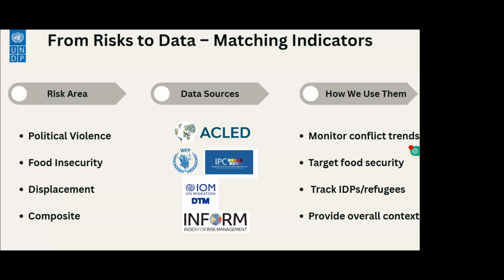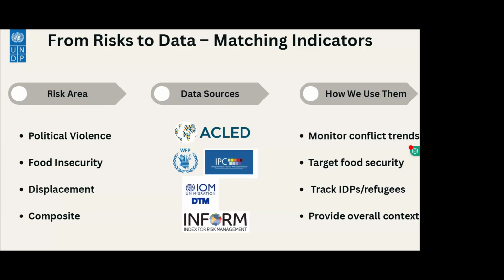Food insecurity. We could look at IPC and WFP indicators. The Integrated Food Security Phase Classification, IPC, is a standardized scale. They have phases from 1 to 5 that classify areas based on the severity of food insecurity. Phase 5 is famine. IPC analysis is usually led by FAO, not WFP, with them as partners.